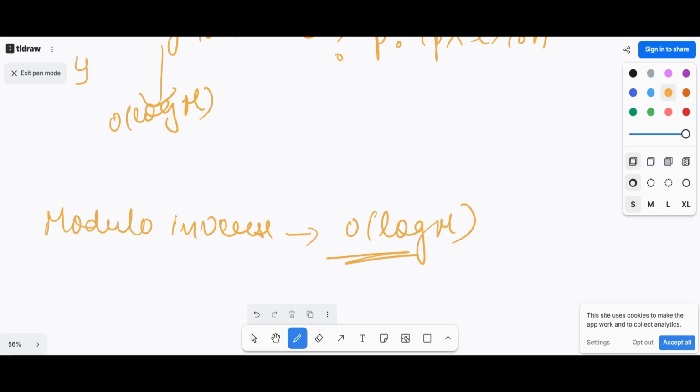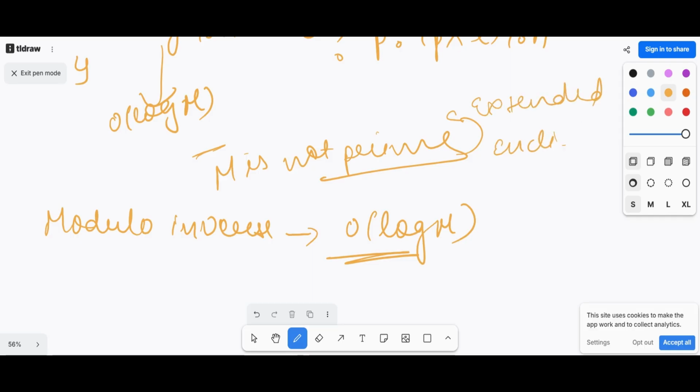I hope I'm clear. So we learned two different approaches. The extended Euclidean algorithm will rarely be used; if your m is not prime, then only you are bound to use that extended Euclidean approach. Otherwise, you can simply use Fermat's little theorem, wherein a inverse is nothing but power of a raised to m minus 2, whole mod m. And this power method we have also done in an optimized way, in log m time complexity.